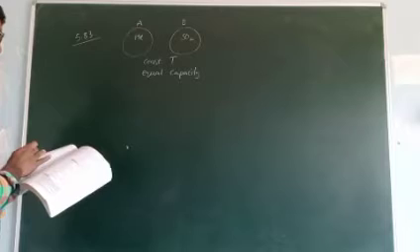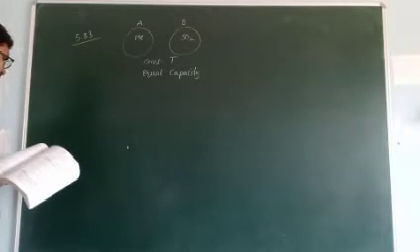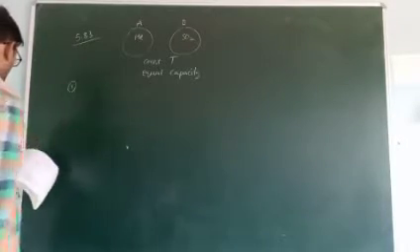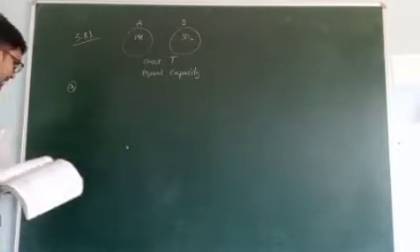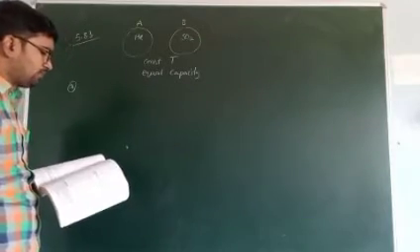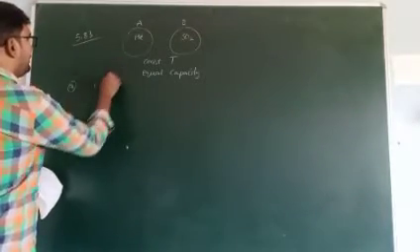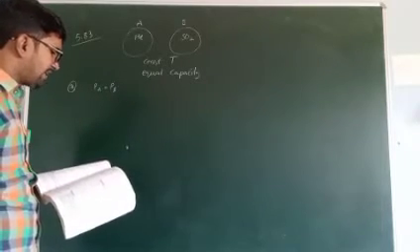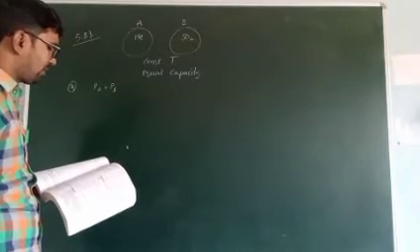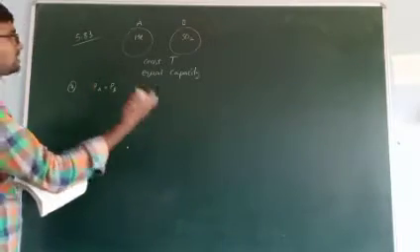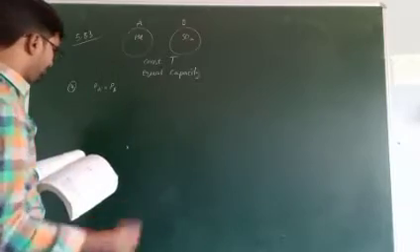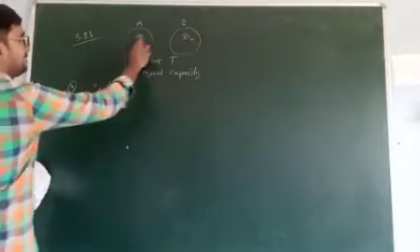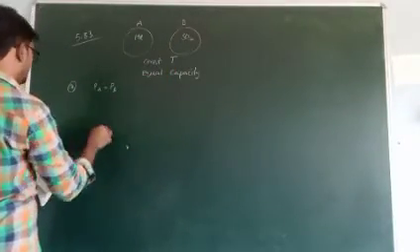Okay. Now check the conditions. First one, if the pressures in the two bulbs are the same, PA is equal to PB, what will be the ratio of velocities of the molecules of the two gases? What is the ratio of speeds? Very simple.